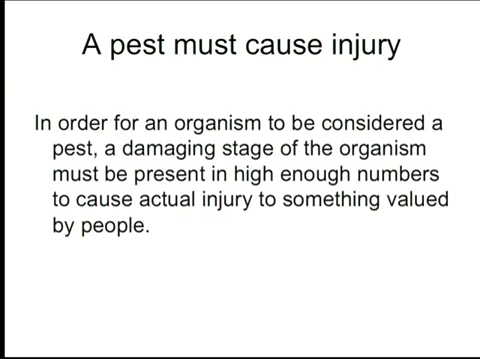For example, there are certain insects that as larvae attack the roots of crops, but as adults they are predators of other insects. Okay, so it has to be occurring in the damaging stage, and in enough numbers to cause actual injury to something valued by people. So we value our lettuce, our tomatoes, and we don't want any damage on them. And once there's damage, the organism that is causing that damage for us is a pest.